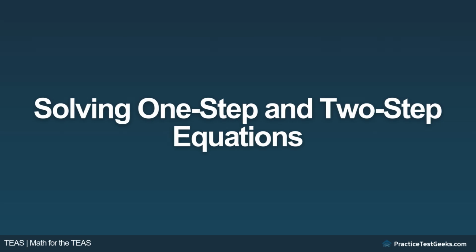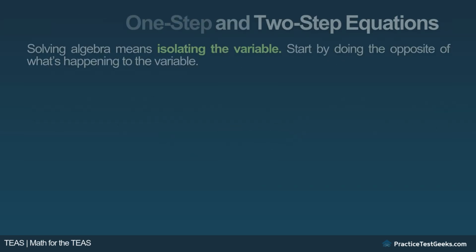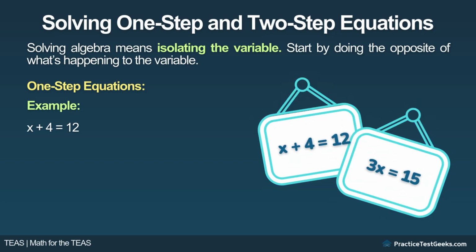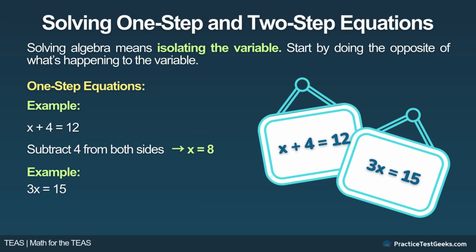Let's move on to how to solve basic algebraic equations. Solving equations means isolating the variable, that is, getting x by itself. To do this, always perform the opposite operation of what's currently happening to the variable. One-step equations. Let's look at a few examples. Example 1, x plus 4 equals 12. We do the opposite of adding 4, so we subtract 4 from both sides. Result, x equals 8.